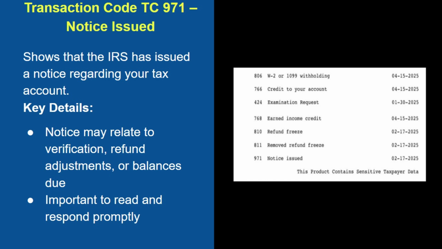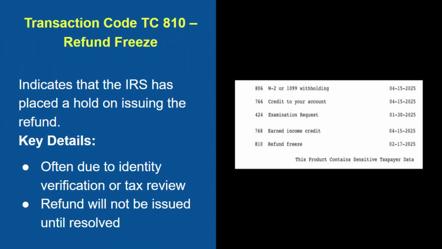So we've got TC 971, and then there's that identity verification code, TC 810. Right, TC 810. What's the deal with that one? So that one is all about preventing fraud. The IRS is taking those extra steps to really make sure refunds are going to the right people. Makes sense. So if you see this code, it usually means you'll need to go through that identity verification process. And this is where that ID.me thing comes in, right?